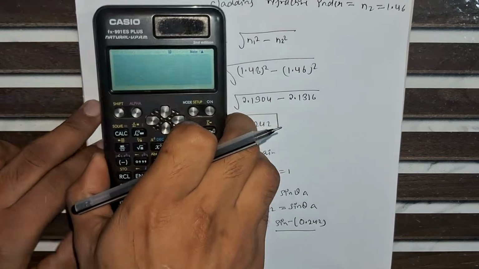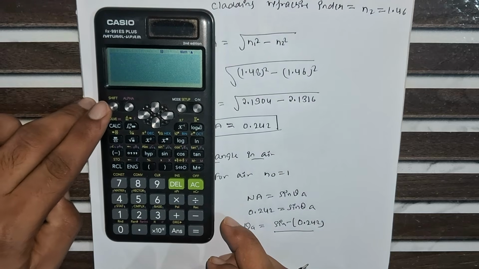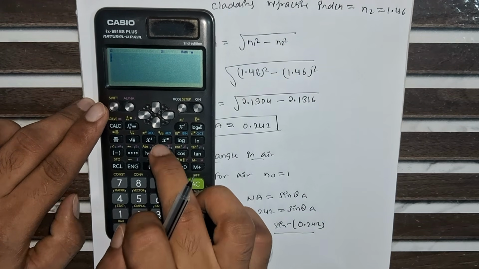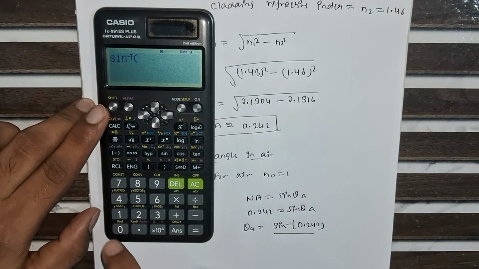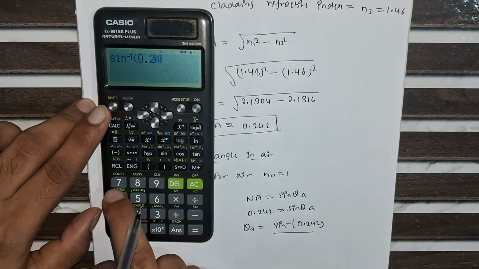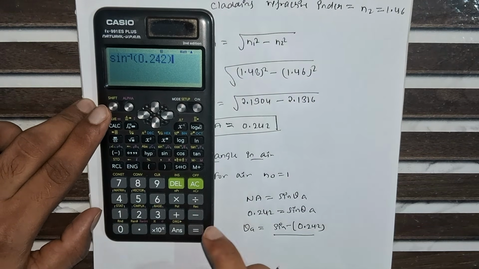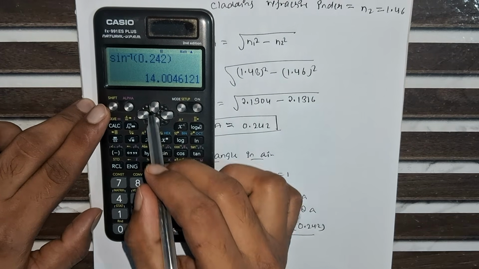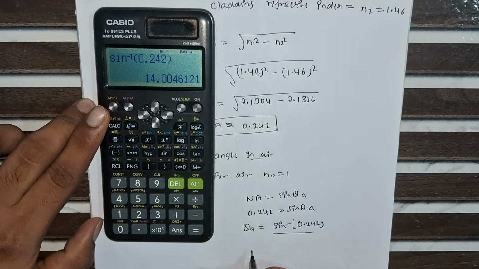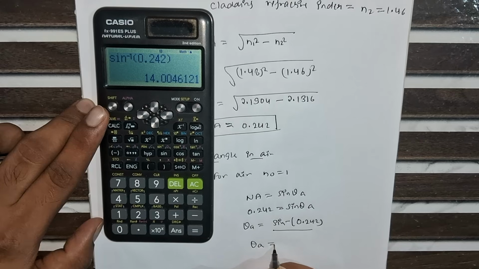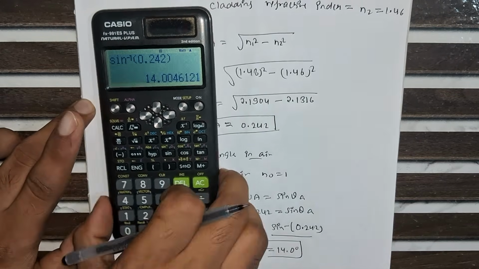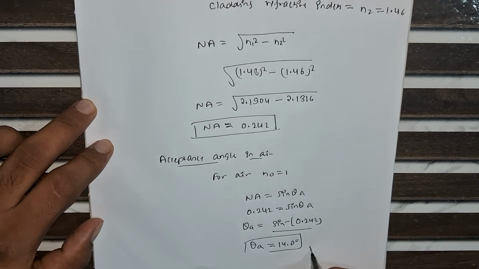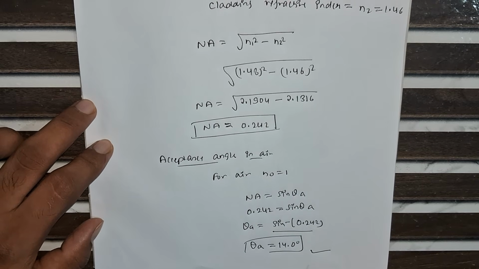So this is our calculator. First we press shift, along with sin. Here sin inverse is there. Now we need to put the value, which is 0.242, and close the bracket, equals, you will get 14.00. So our acceptance angle equals 14.0 degrees. So this is our final answer. Like that you have to solve in the examination with the help of a scientific calculator.